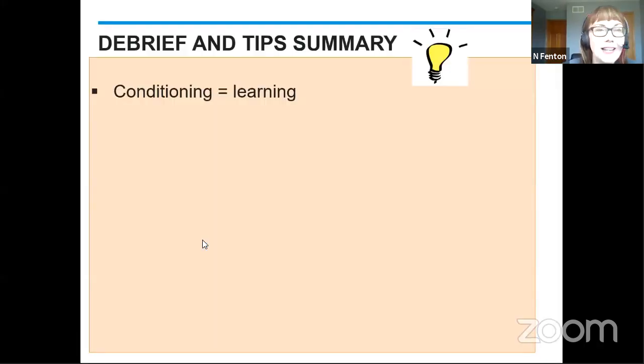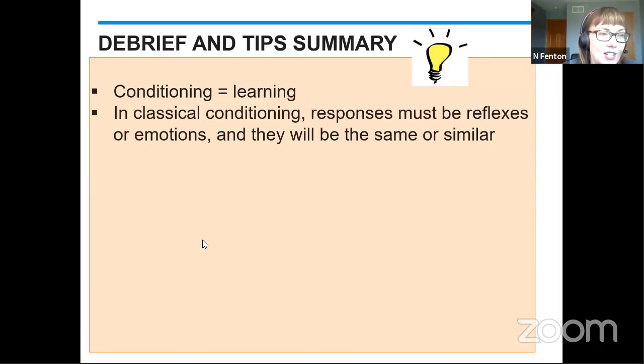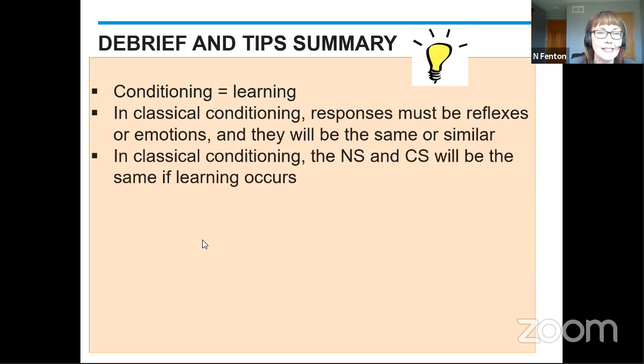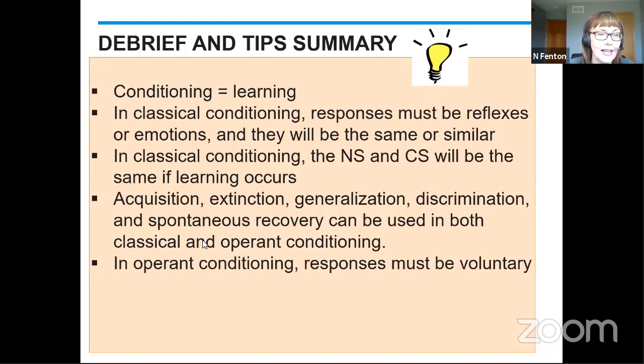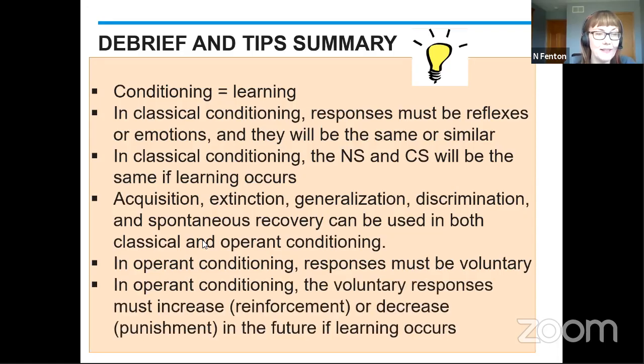Okay, just a quick debrief and some tips. Again, conditioning is learning. Classical conditioning needs reflexes or emotions, and the responses are going to be the same or similar, if you remember from yesterday. In classical conditioning, the neutral stimulus and conditioned stimulus are going to be exactly the same if learning occurs. You're going to have these same phenomena in both classical and operant conditioning. Operant conditioning responses have to be voluntary, and you want to make sure that you separate the idea of reinforcement, increasing behaviors, and punishments, decreasing behaviors.